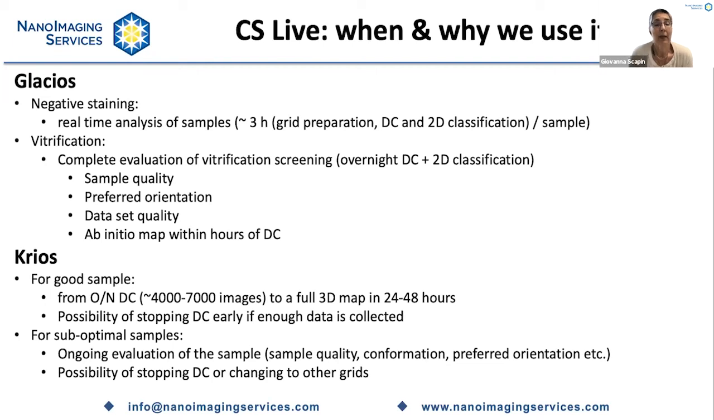For samples that are suboptimal, we use cryoSPARC to evaluate the sample as the data comes in. And as before, we can stop the data collection, change to other grids, propose other solutions to the client, or internally decide how to move. With that, I hope I gave you a good overview of what we do and why we use cryoSPARC Live. And I'll get back to, I think, Ali.